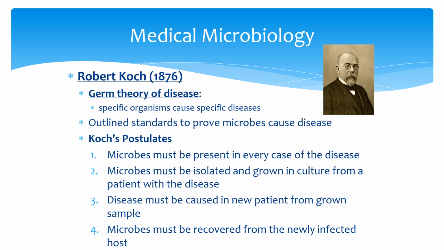Our next individual takes us into 1876 with a German physician named Robert Koch. Koch was developing methods for growing individual types of organisms in the lab so that they could be studied separately, and he then used these methods to examine the relationship between microorganisms and the various diseases that they can cause. Through these studies, he and a colleague ended up developing something called germ theory of disease.